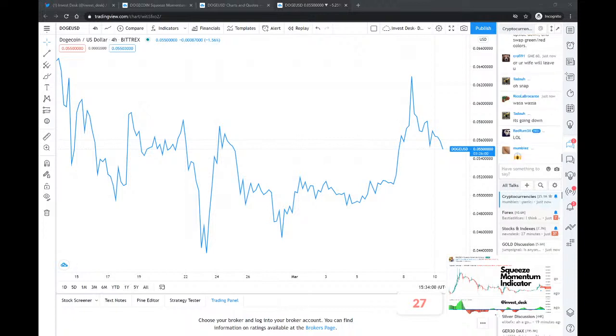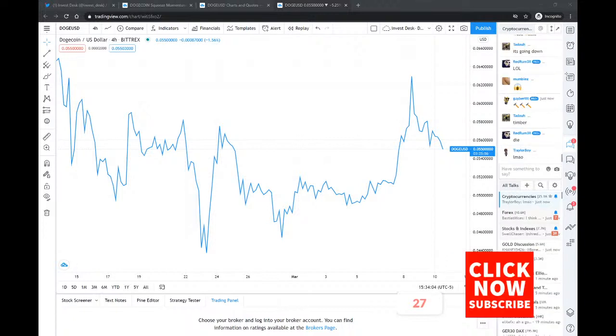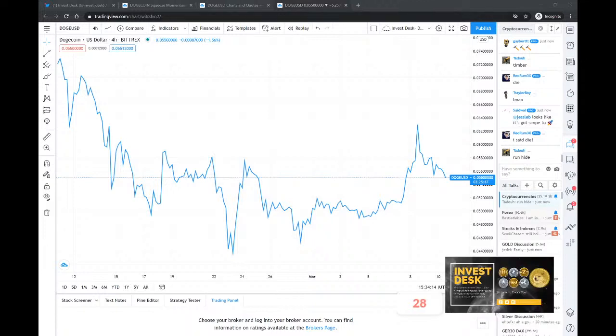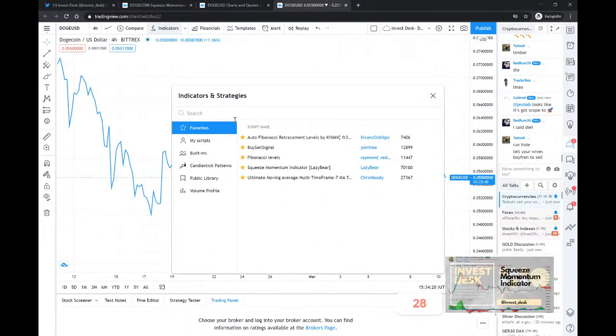All right, so once you have a chart here for Dogecoin, and this is a 4-hourly chart, by the way, what you need to do is simply go to indicators here. There's an option called indicators up here. If I click on this, it brings up a whole bunch of indicators. Just navigate to public library, for example, and you'll see a whole bunch of indicators that traders use.